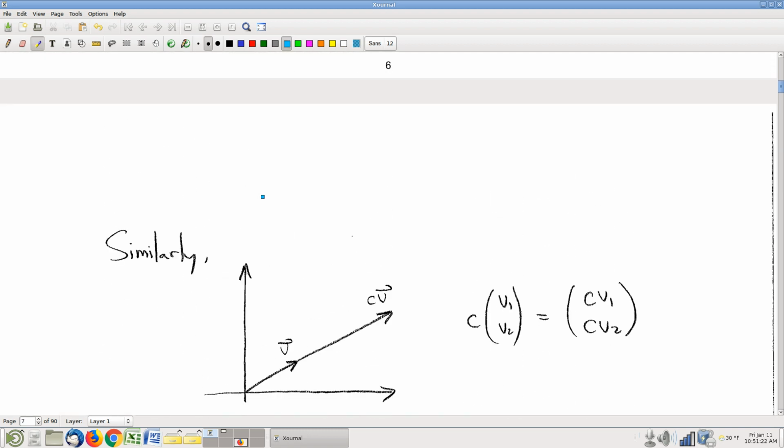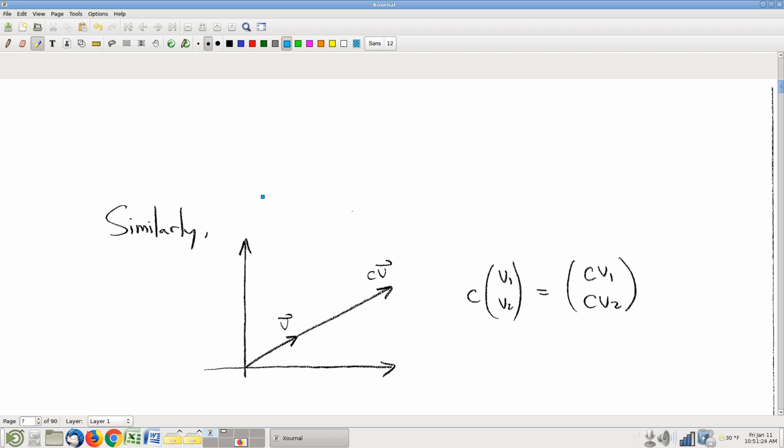All right, how do you multiply two vectors? Again, let's connect it to intuition. If you have a displacement, which is to move in a certain direction by a certain distance, what should C times that be?